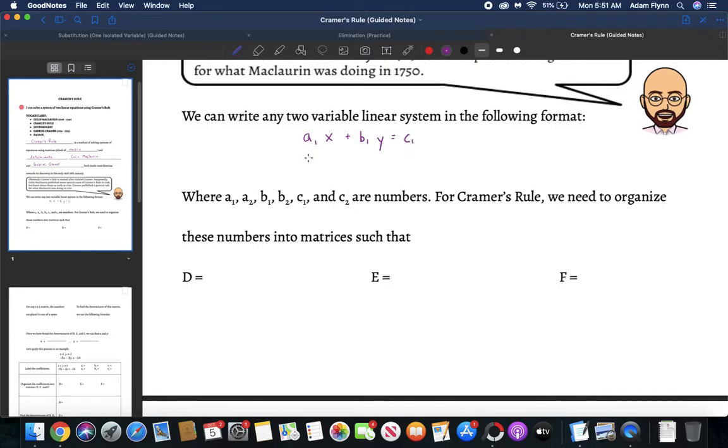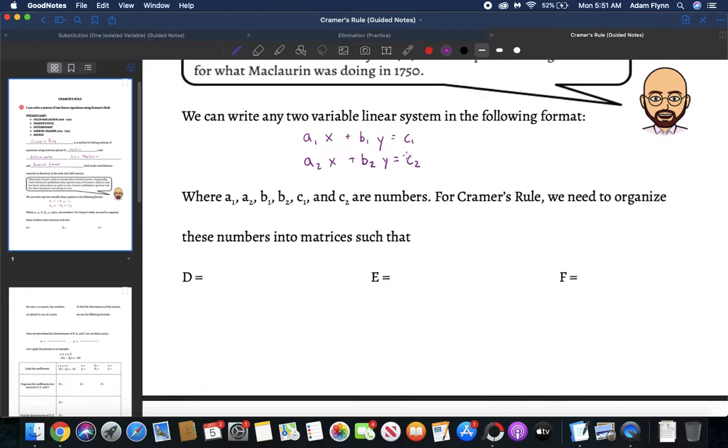And for our second equation, a2x plus b2y equals c2. Okay, so here it might look a little unfamiliar, but I basically have a two variable system of equations where my coefficients are a1, b1, c1 in the top equation and a2, b2, c2 in the bottom equation.